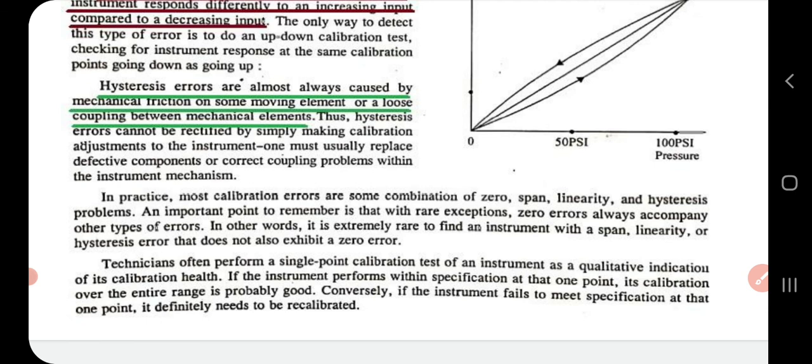Most calibration errors will be a combination of zero, span, linearity and hysteresis problems. Zero errors always accompany other types of errors. So technicians often perform single point calibration in order to check the calibration health of the instrument. If the instrument performs within specification at that one point, then its calibration over the entire range is probably good. If it does not meet the specification at that point, then it needs to be recalibrated.